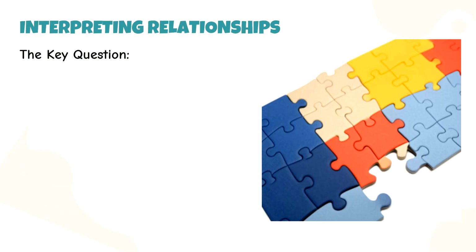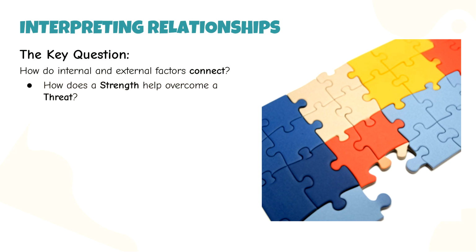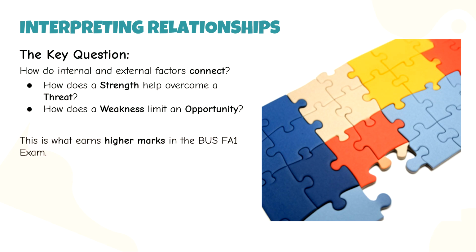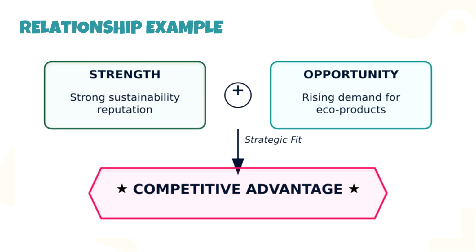Now, how do we interpret relationships? How do internal and external factors connect? We are looking at how a strength in a business helps to overcome a threat, and how a weakness limits an opportunity. This is what we're going to look at in the next few slides, because this is where the marks come into the exam. So let me give you an example of a relationship.